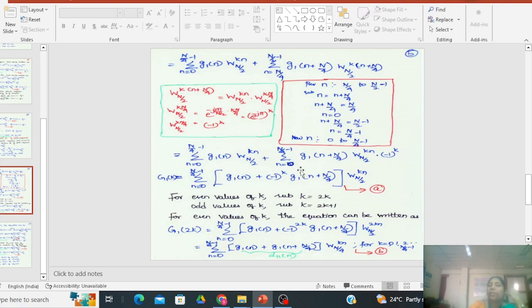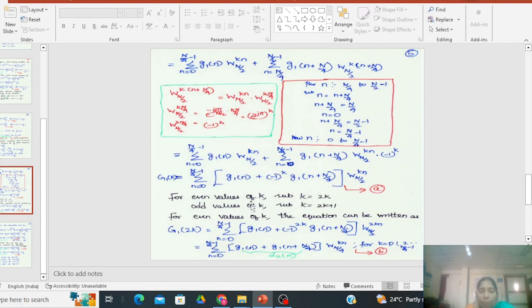After that, we have to take the common things outside in this equation. Now g1 of k is summation n equal to 0 to N by 4 minus 1, which is common. We have taken it outside. Then g1 of n plus minus 1 whole power k g1 of n plus N by 4 and W_N by 2 power k is outside. We have taken it as common. After that, we have to substitute the k value, even number and odd number. For even number, we substitute k equal to 2k. For odd number, we substitute k equal to 2k plus 1.